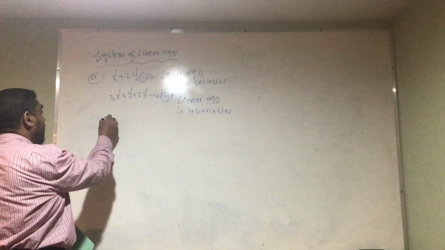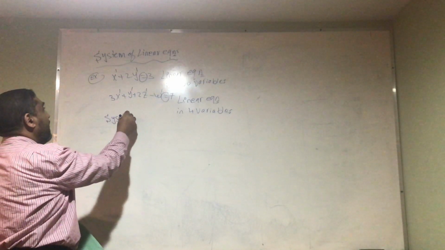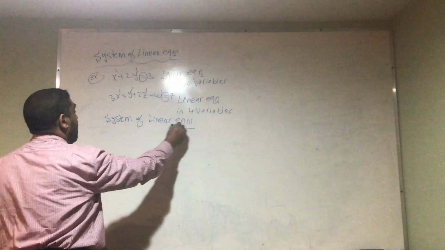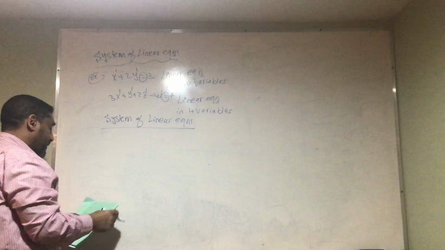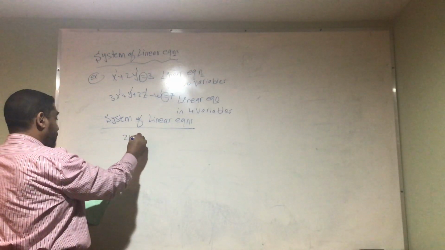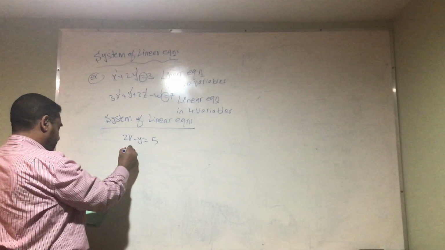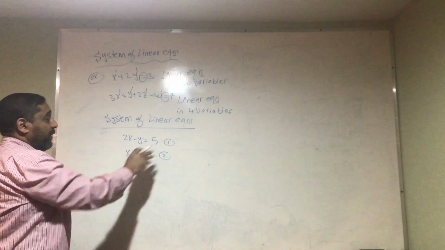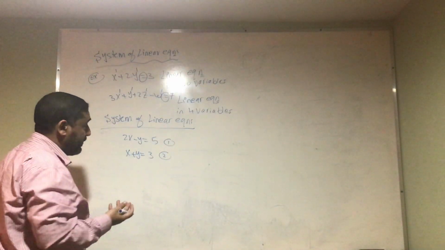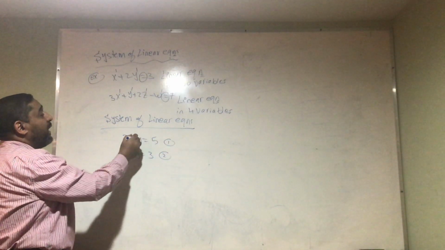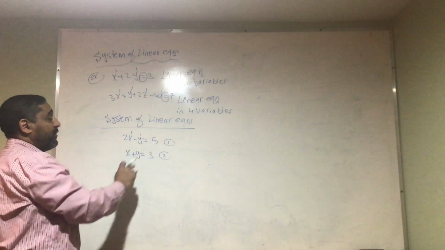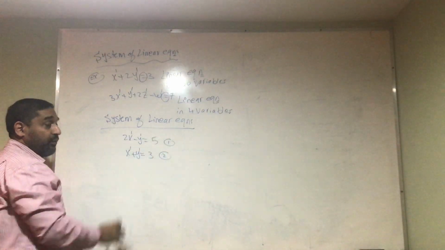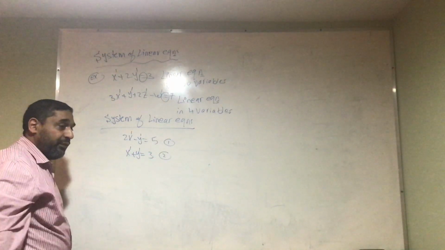So now let me define, with an example, what is a system of linear equations. For example, if you have 2x minus y equals 5, and the second one, x plus y equals 3. That is equation 1, that is equation 2. When I look at equation 1, is that linear equation? Yes, because it has an equal sign and the highest power is 1, 1. The second one is also linear equation, 1, 1. Because you have more than one equation, we call it system of linear equations.